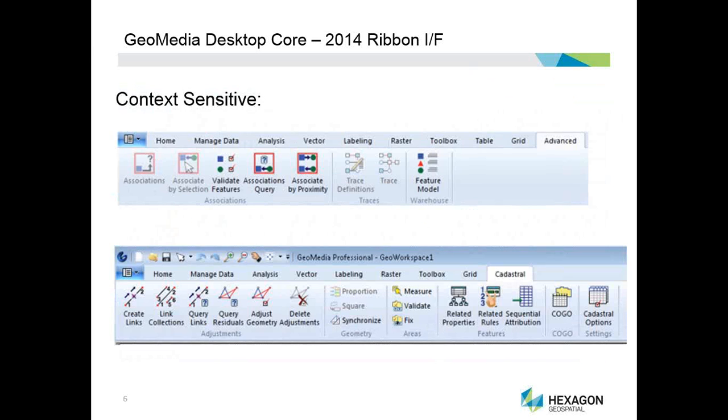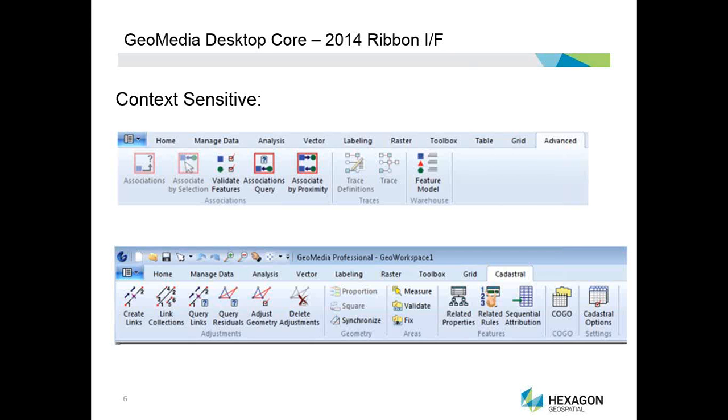Also, the ribbon interface, which came out in GeoMedia 2013, is now context sensitive with the 2014 release. As you are doing work, the menus will update reflectively, and things like the advanced feature model and the cadastral tools will only show in the menu if you have data set up that actually uses that functionality. If that workspace isn't set up for that, it won't show those tools, so it doesn't clutter your menu.